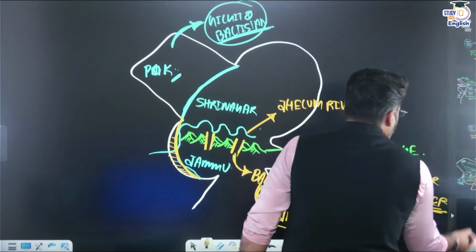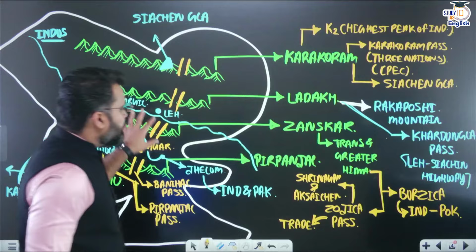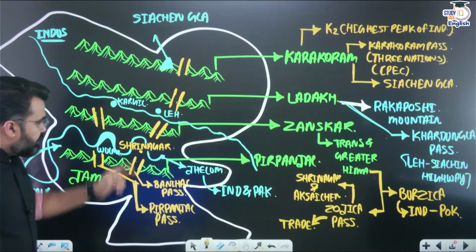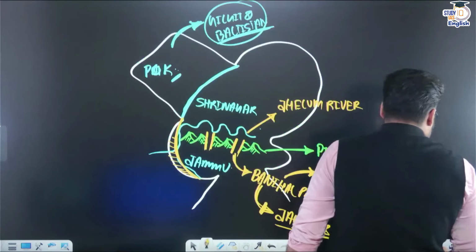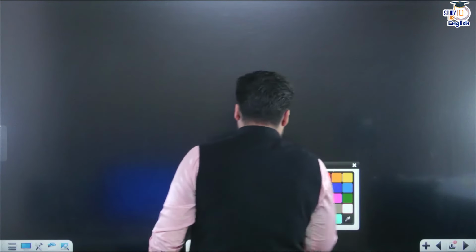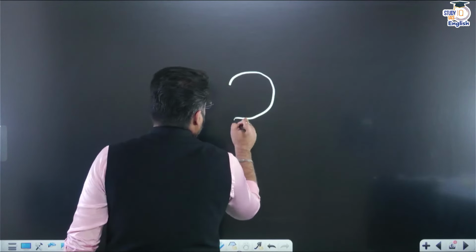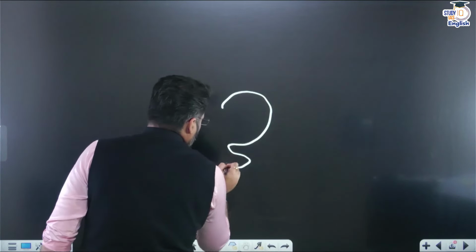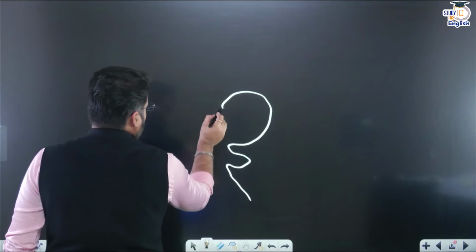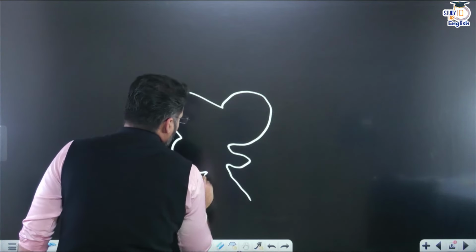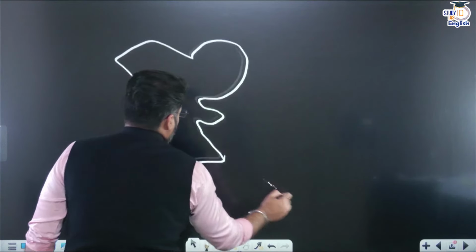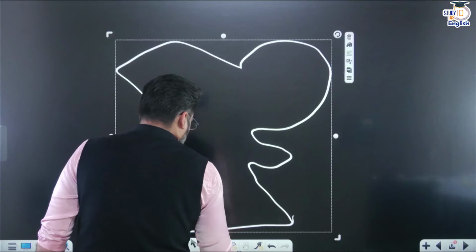Okay. So now you can find the major ranges, major passes, major places, and now I am going to plot an important map for your locational point of view. You can see here is our Jammu and Kashmir. Just mention it. Okay. Now there are two or three major places. Write it in your copies.